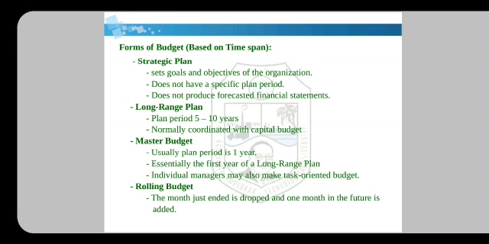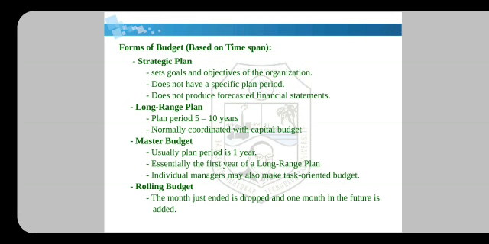For example, whenever we talk about a country, we will set a goal that, let's say, we have to make the literacy rate up to 90%. So this is a goal, but if we are not specifying any plan period like 10 years or 20 years, so without specifying a period when we are setting goals and objectives of the organization, that is known as a strategic plan. It does not produce forecasted financial statements.